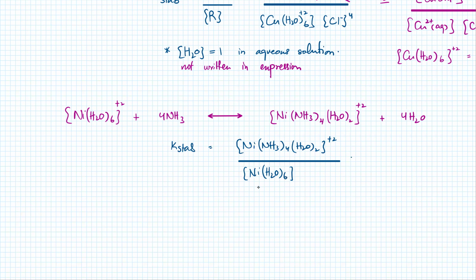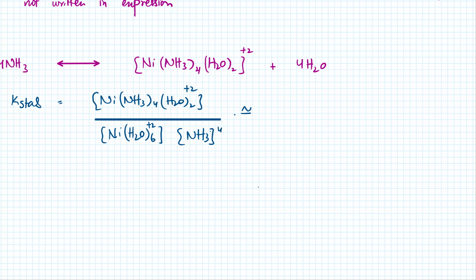This is constant. Bring the +2 in. And NH3 4. NH3 power 4. And sometimes you'll also see the same expression, but they'll just ignore the water. They'll just write nickel aqueous. So you'll just assume that that's nickel with 6 H2Os. And even in the numerator, they'll just ignore the water.